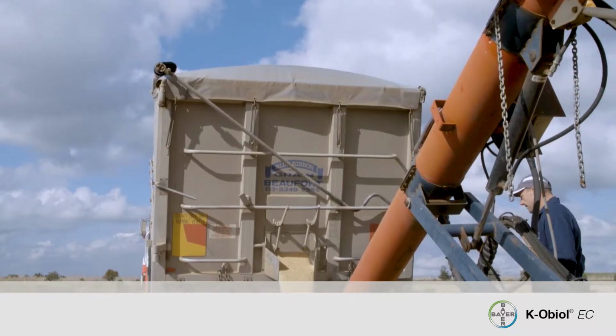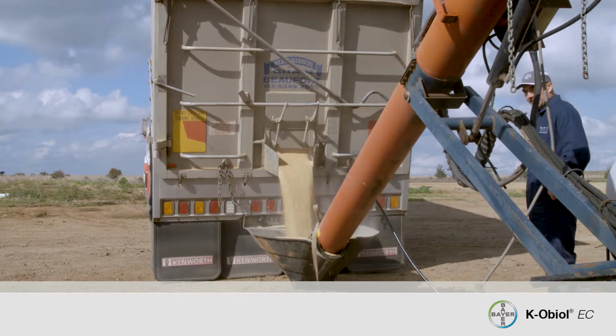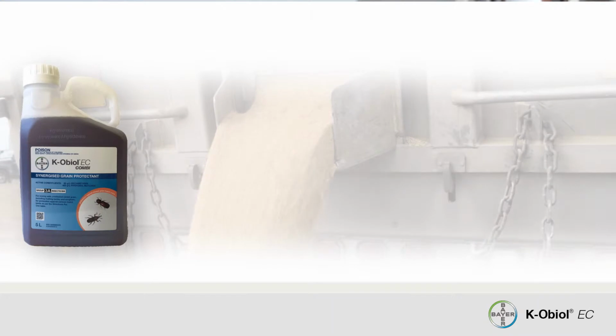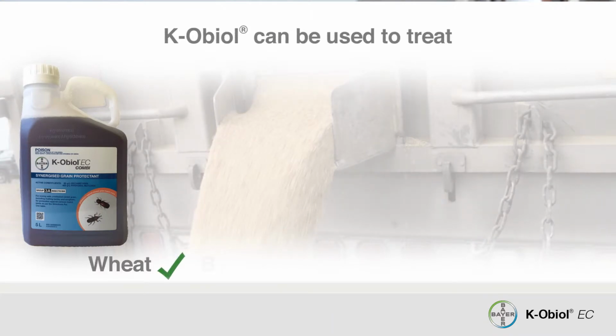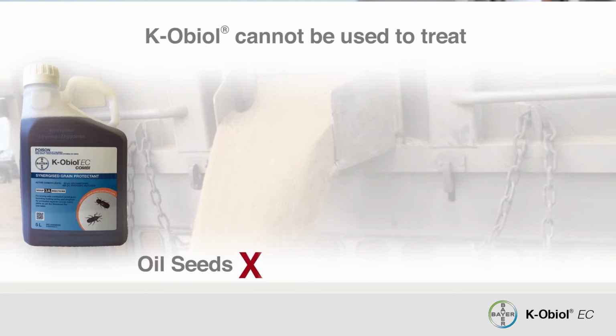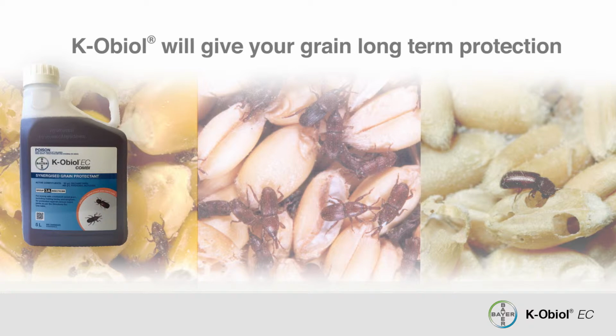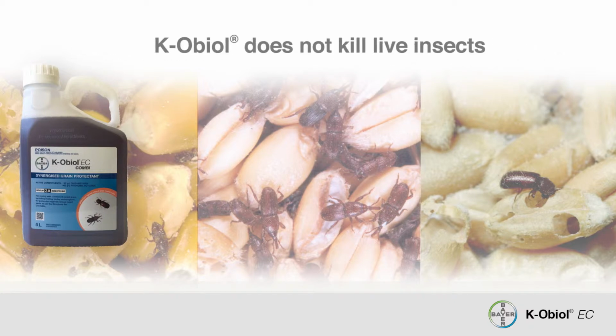And before we get going, we need to be clear on what grains we can protect with K-Obiol and what we can protect against. Firstly, K-Obiol can be used to treat wheat, malting barley, oats, sorghum, rice, maize and other cereal grains, but must not be used on oilseeds or pulses. Secondly, while K-Obiol will give your grain long-term protection from all insect infestations, it does not kill live insects, so it's important that your grain is not infested before treatment.